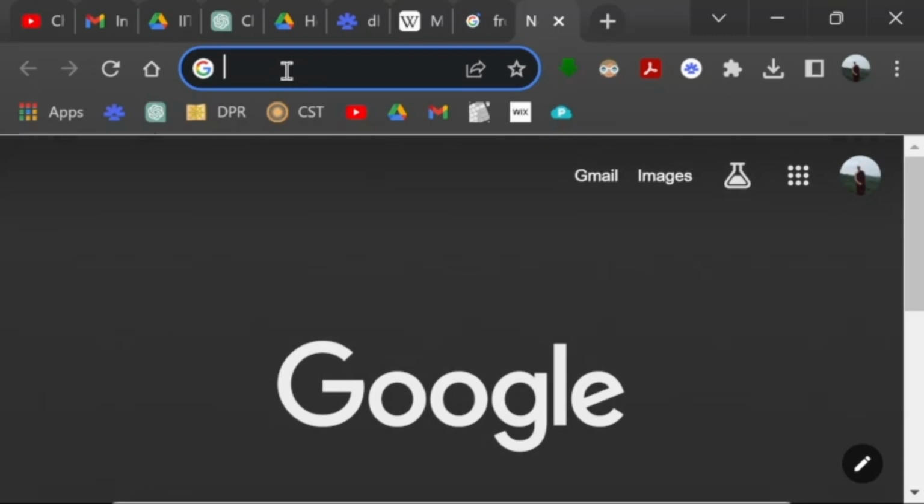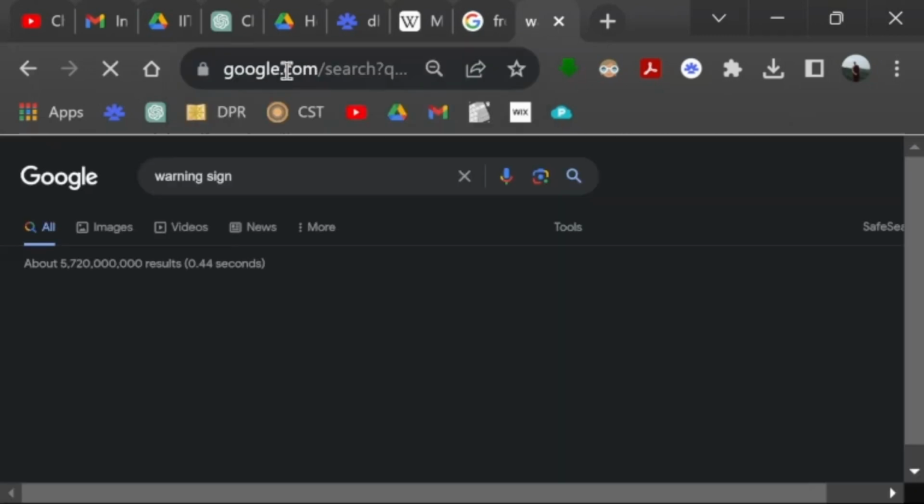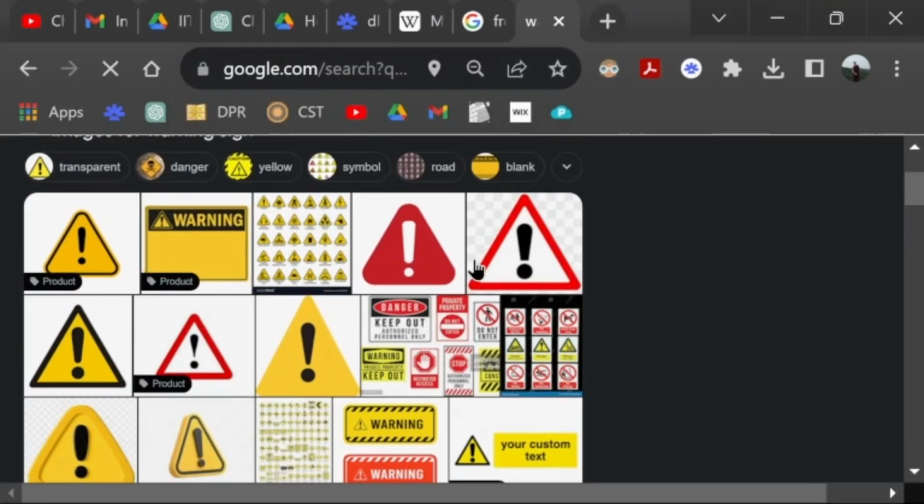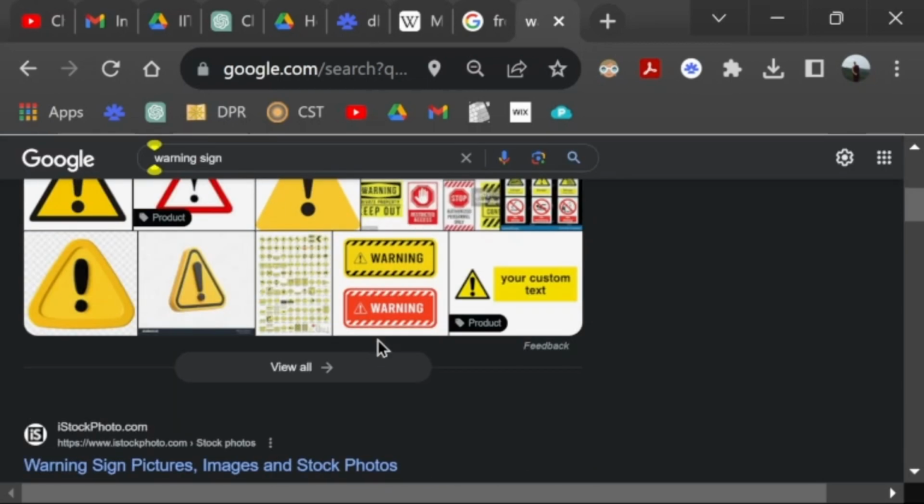Let me see if I can show you one. Warning sign. Ah, this is a warning sign, you see? Danger, keep out. This is a warning, you see? This is also a simple warning sign as well. Okay?